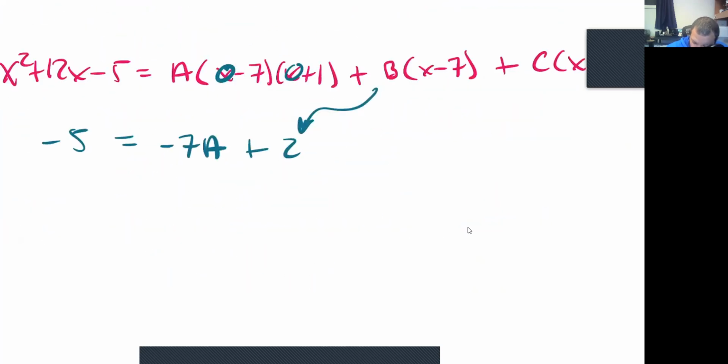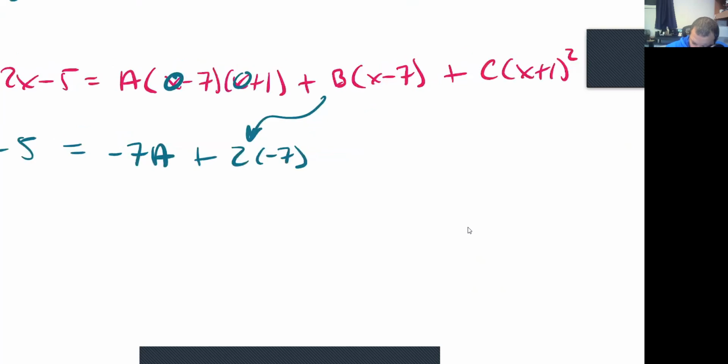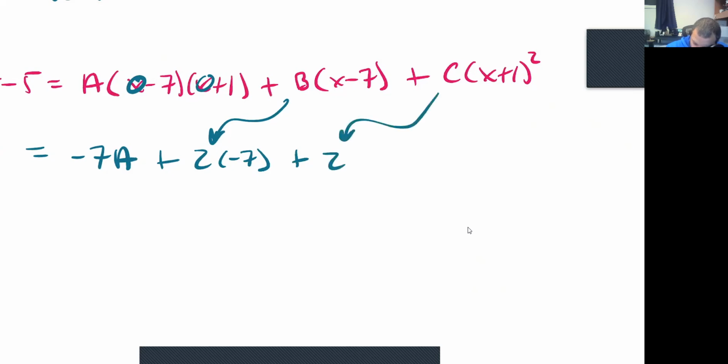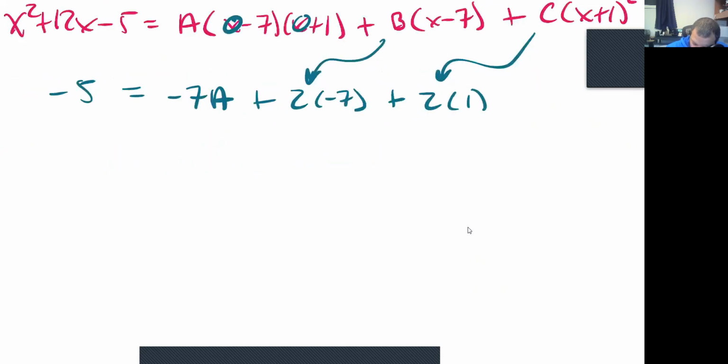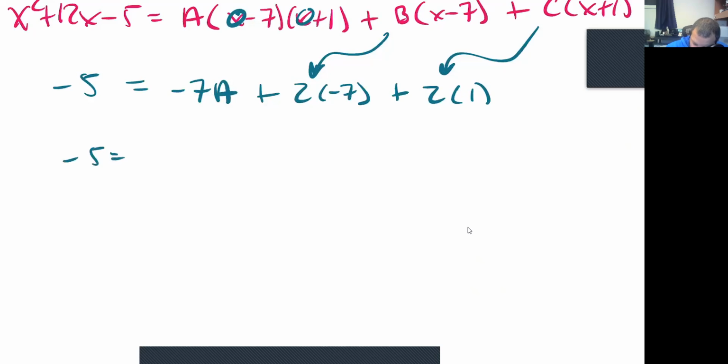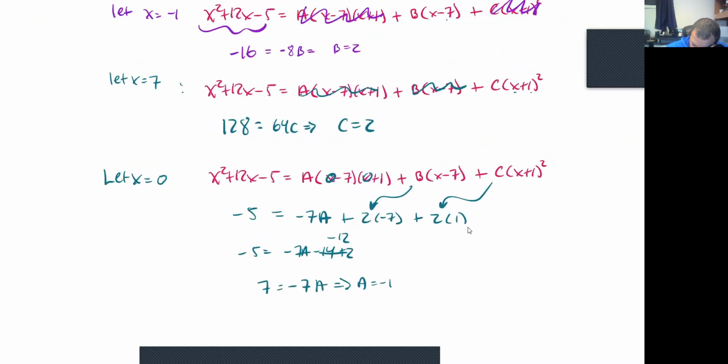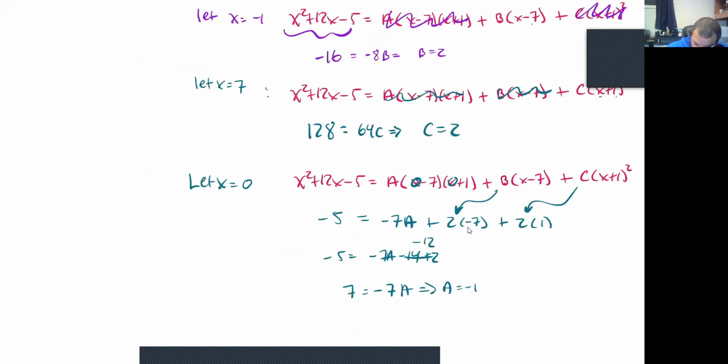So B times (0 minus 7) is 2 times -7. We already know that C is equal to 2, so that's going to be another 2, since 0 plus 1 squared is just 1. So we get -5 equals -7A, minus 14, plus 2. That's -12. If I add the 12 to the other side, I get 7 equals -7A. So A is equal to -1. All right, so we have our terms: -1, 2, and 2.